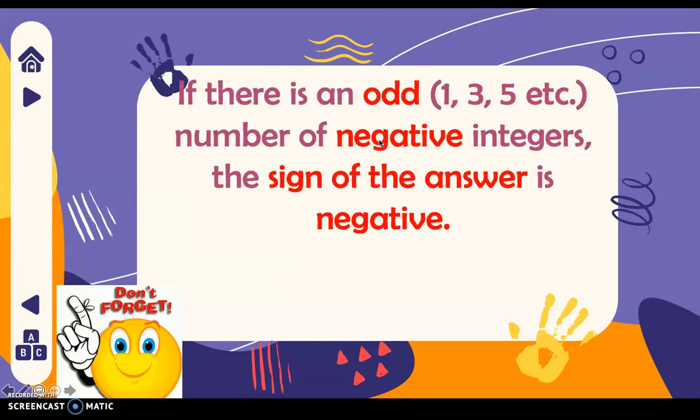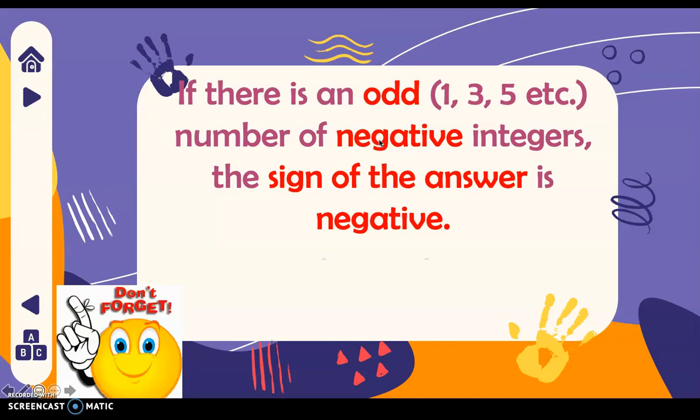And then, in terms of the sign, if there is an odd number of negative integers, when you say odd, it's like there is one negative integer, or three negative integers, or five, and so on, then the sign of the answer is negative.